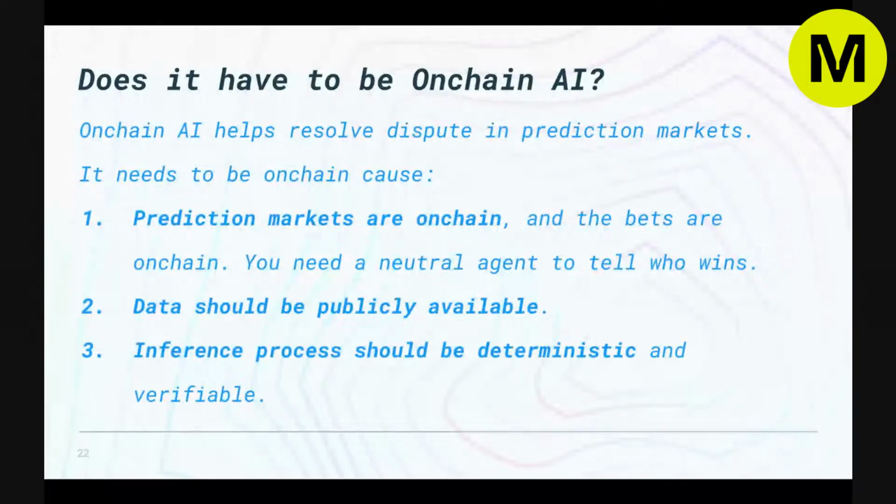And when we look at the privacy concerns, because all these applications are on chain, the data is natively public and publicly available. So this also offers smooth integration with opML, because it requires data to be on chain and available.